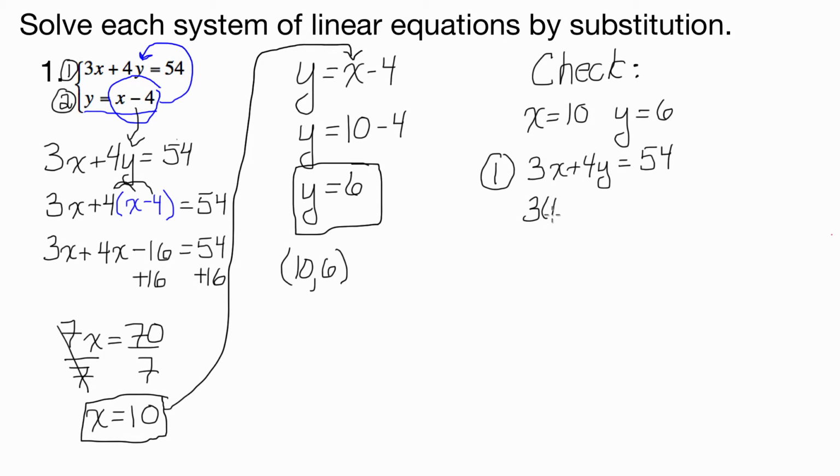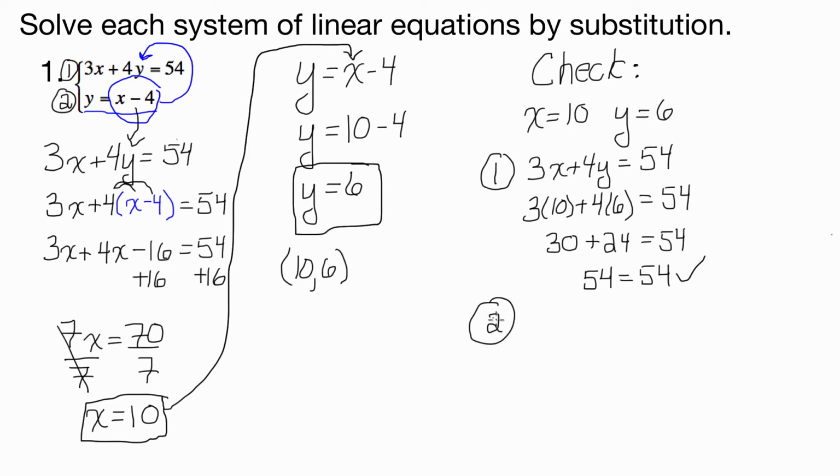So 3 times 10 plus 4 times 6, does that equal 54? 3 times 10 is 30. 4 times 6 is 24. Does that equal 54? It does. 30 plus 24 equals 54. Perfect. All right, let's check it in number 2. It's y equals x minus 4. Again, x is 10, y is 6. Is it true that 6 equals 10 minus 4? Why, yes it is. 10 minus 4 is 6. 6 equals 6. We are done.